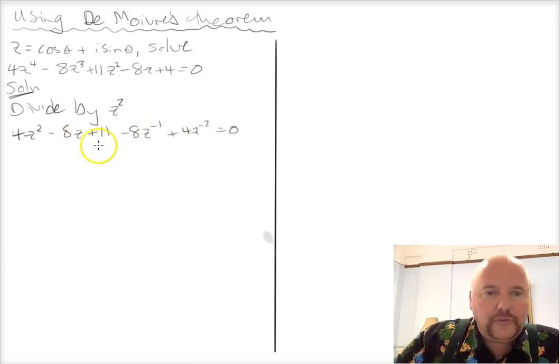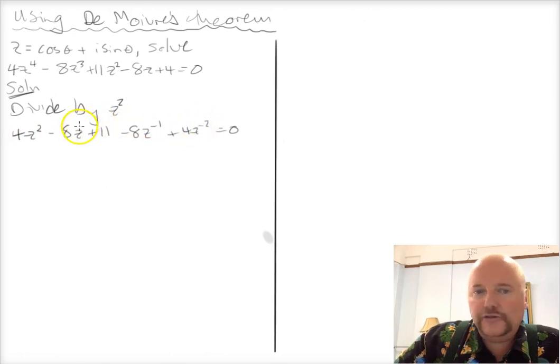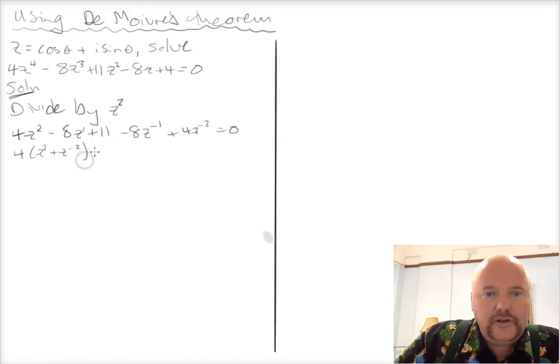And then what we're going to do is group them together. So I'm going to put these two together because they've both got a factor of 4, and I like getting z squared and z to the minus 2 together, and I'll show you why that's good. The same with this, it's really a 1, so I'm going to get that and that together, and then I'm going to have this one by itself. So I'll get 4 times (z squared plus z to the minus 2) minus 8 times (z plus z to the minus 1), you can put a 1 there if you like, plus 11 equals 0.